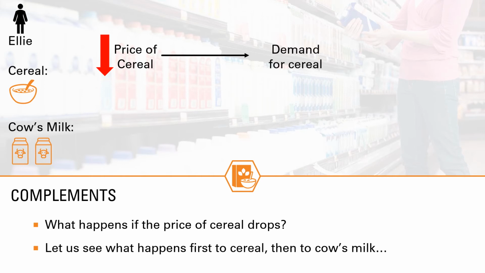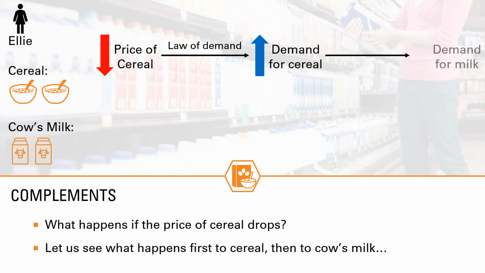So what do you think happens for the demand for cereal? Well, if you recall from last lecture, the law of demand, right? There's a decrease in the price of a good, your cereal. What happens to the demand of that good? It increases, right? So now from one cereal, she can now buy two because it's cheaper, so she could probably buy more. However, what happens to demand for milk?